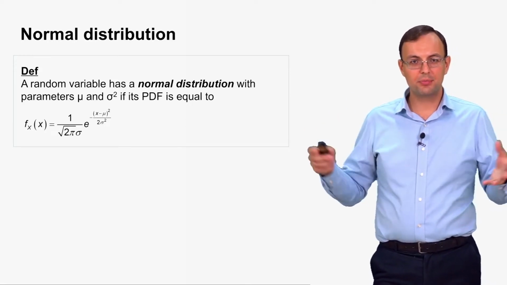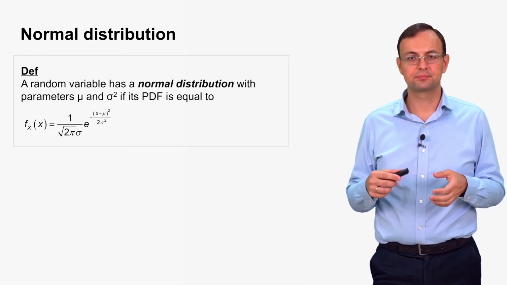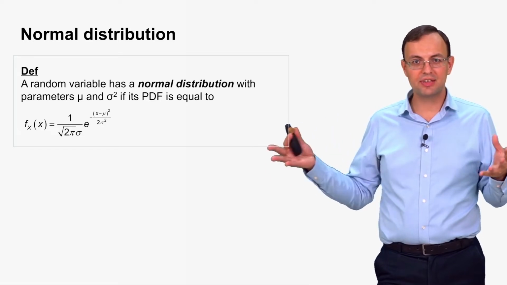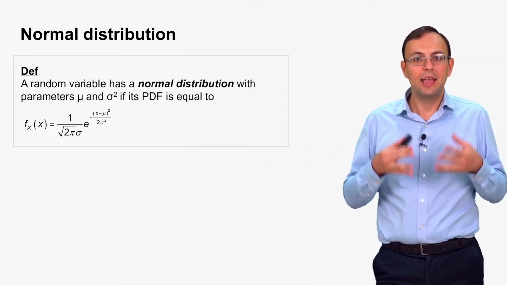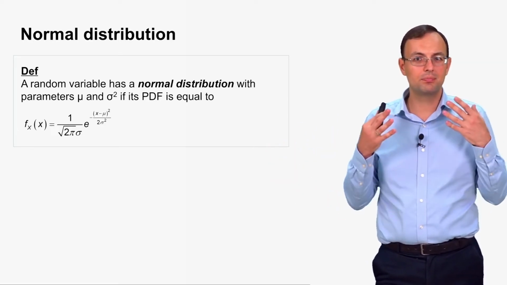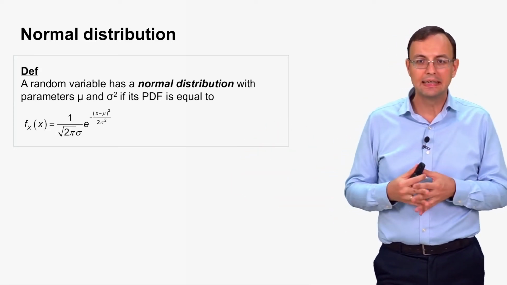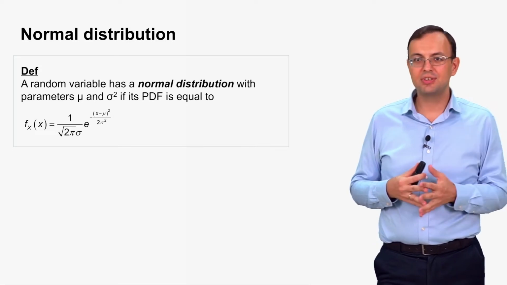So normal distribution has no direct physical meaning, and that is why I have to define it using its PDF. So I have to define it in a mathematical way. So you can see the definition.